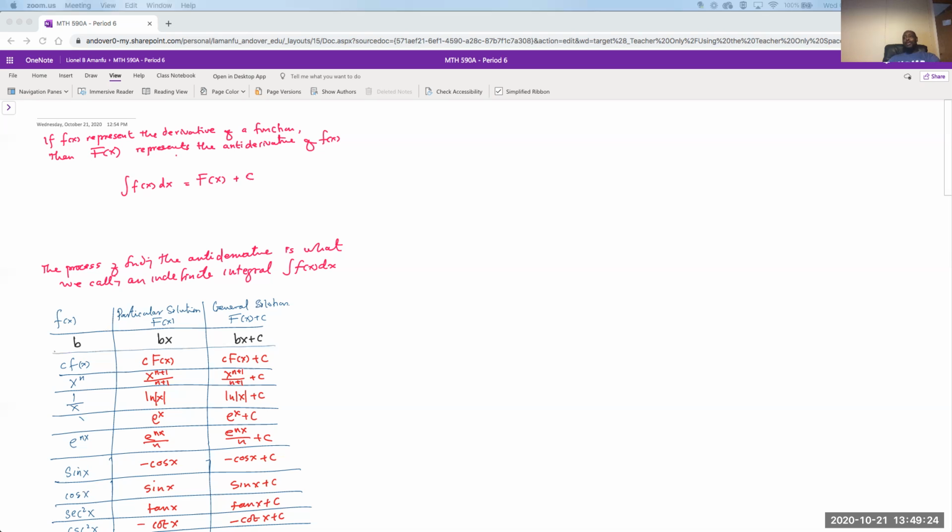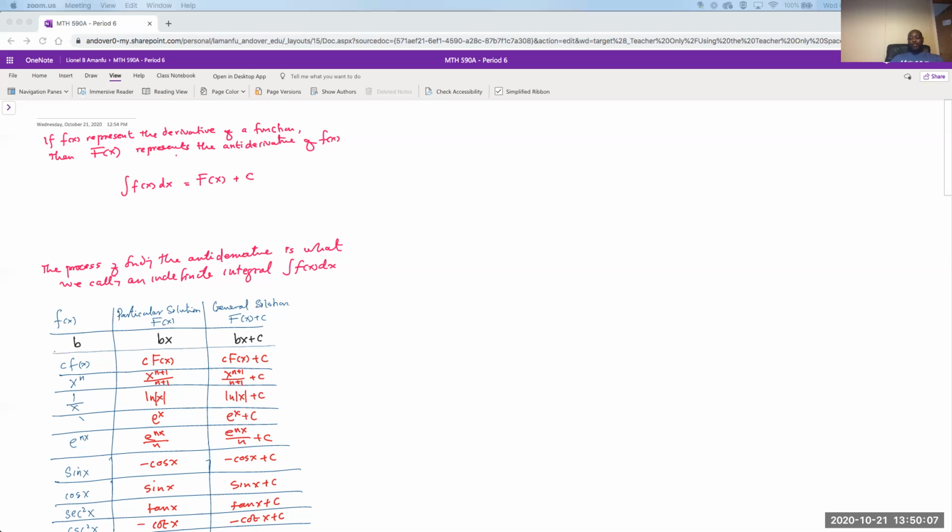Okay. So let's look at what I have here. It says that if f of x, so f of x is what we are calling the derivative of the function. It's not f prime. If it is f prime, that's fine. But when we are in the world of integration, your f of x represents the derivative of a function. Then we're going to use big capital F of x to represent what the antiderivative of f of x is going to be. Right? So when you see big F, that's the original function. When you see little f, it represents the derivative.